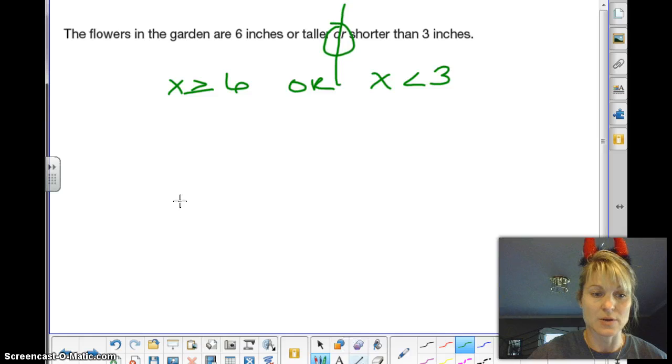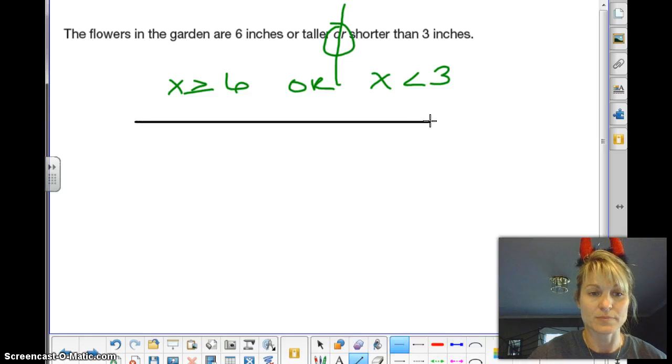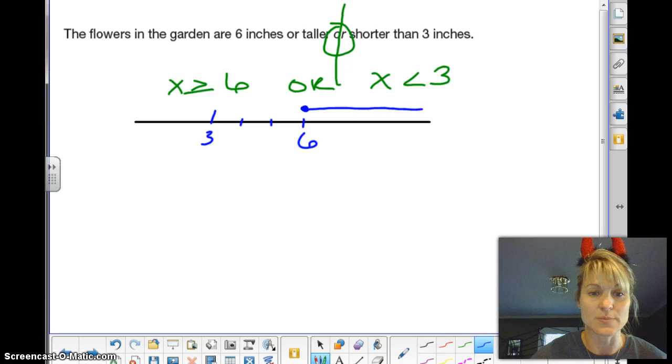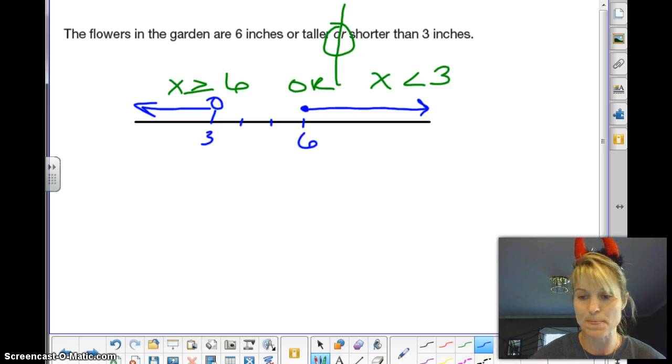And so then we go ahead and graph it. I'm going to number the line: 3, 4, 5, and 6. If I graph this one, it includes the 6 and goes up. And this is less than 3, but does not include it, so we have the open circle and it goes down. And that's it, we're done.